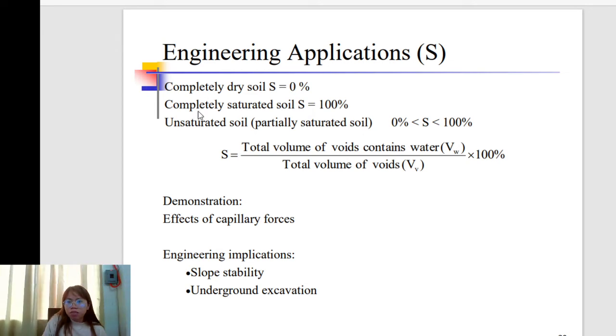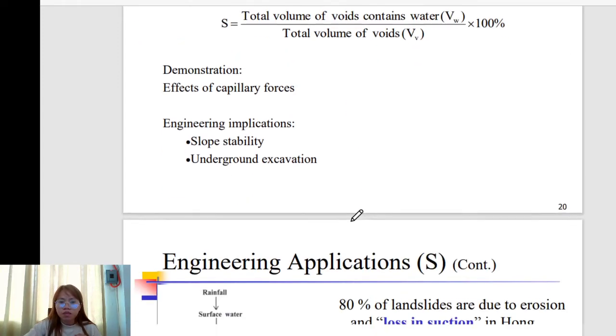This engineering application is for the demonstration of the effects of capillary forces. Later, for our computation of the pressure, the engineering implications are for slope stability and underground excavation. This will be tackled in the later part of geotechnical engineering, or I think it can be tackled in geotechnical engineering 2, soil mechanics 2.